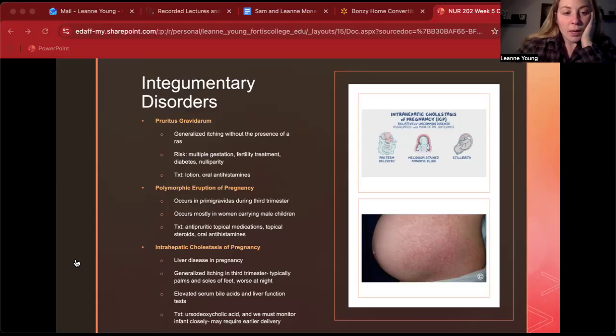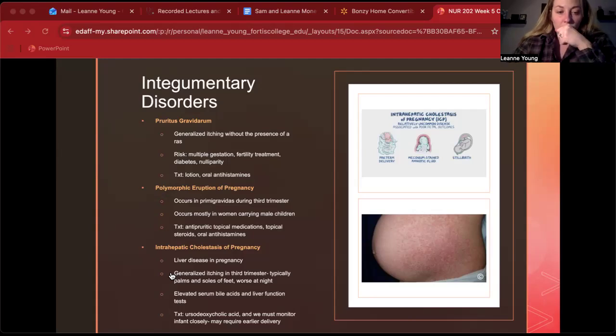Okay. The next one we're going to talk about is polymorphic eruption of pregnancy. This occurs in primigravidas during the third trimester. So that is a first time pregnancy, and they're in their last trimester of pregnancy. For some reason, it occurs mostly in women carrying male children. I'm not entirely sure why. The treatment would be antipyretic topical meds, topical steroids, or antihistamines.